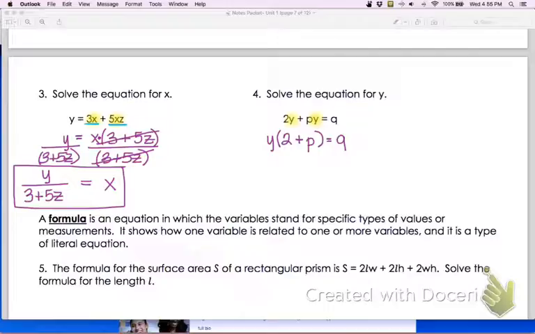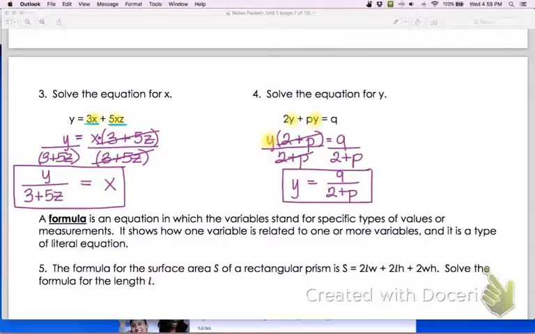Y times 2 is 2y. Y times p is py. And now because I want my y's by itself, I need to undo this multiplication. So I'll divide by 2 plus p. These make 1. So y is equal to q divided by 2 plus p. And we can just stop right there. And this is what I have.